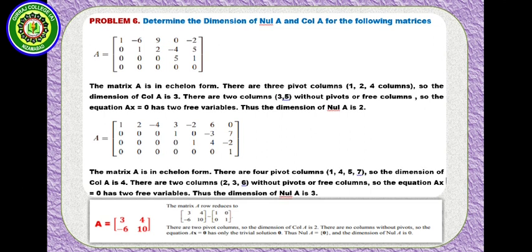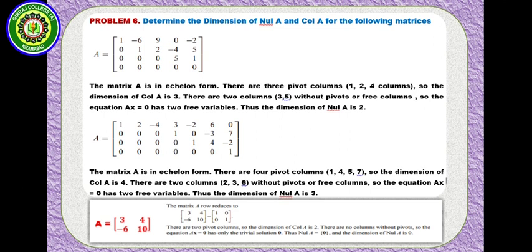So which are pivot? First, fourth, fifth. The remaining are free. So there are four pivot columns, and the dimension of column A is 4. There are 3 non-pivot columns, so the dimension of null A is 3.